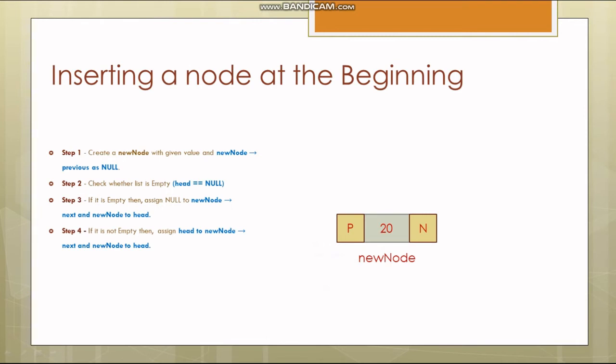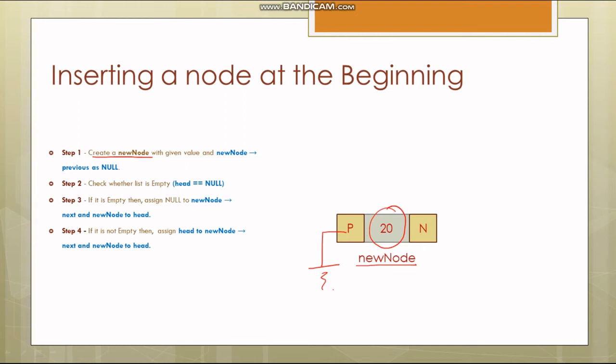Insert a node at the beginning. The first step towards inserting a node at the beginning is to create a new node. So the first step is that we'll be creating a new node with the desired value. The data that we have taken here is 20, and with the given value we'll be setting the previous of this node to null, so we can identify the null symbol as represented on the screen.